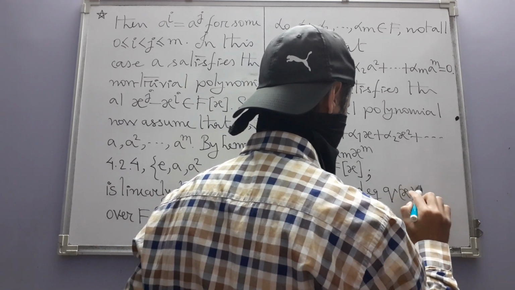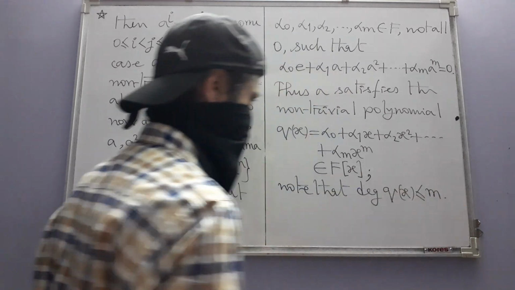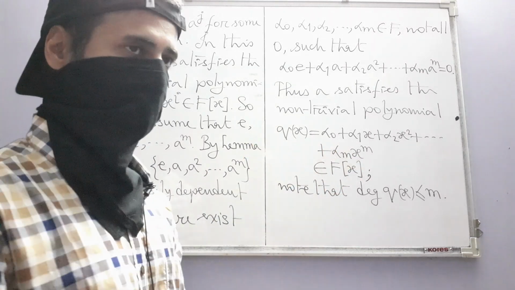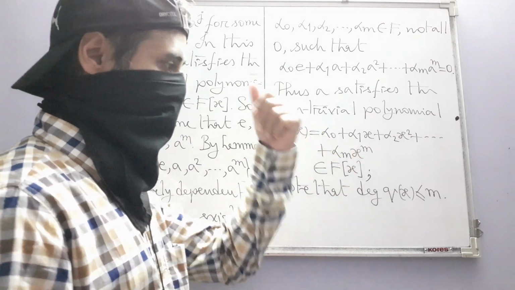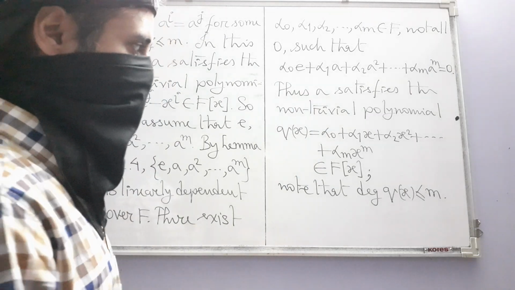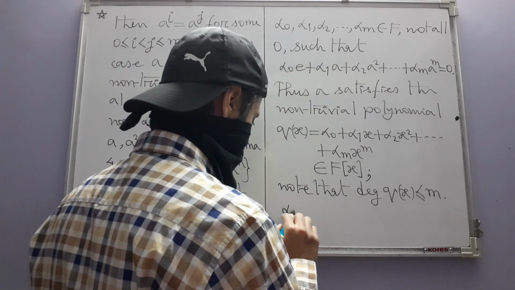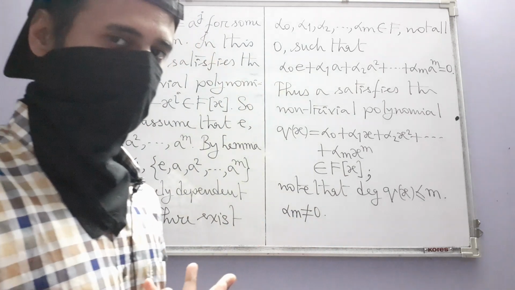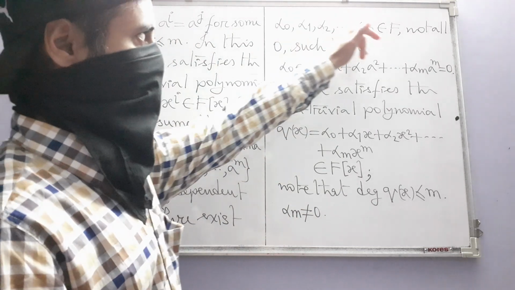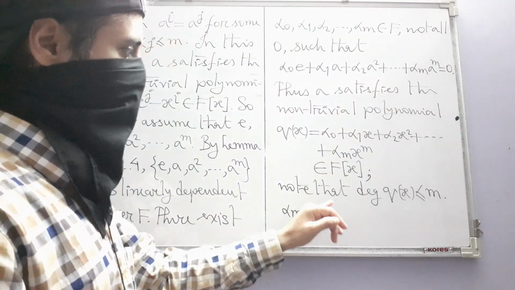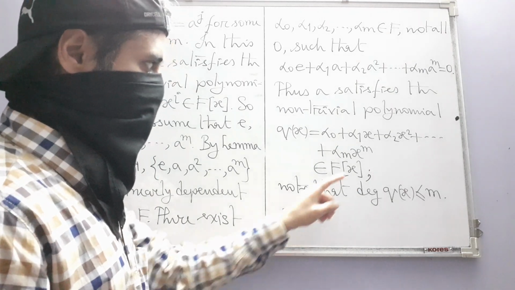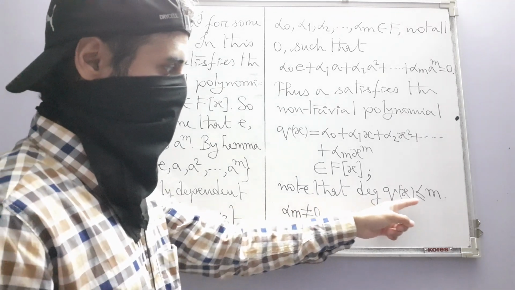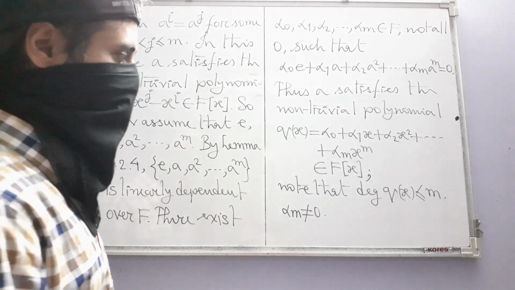Note that the degree of this is at most m. See, just by looking at the polynomial q(x), we may be tempted to conclude that its degree is m. But do not forget that we do not really necessarily know whether alpha m is non-zero or not. It may be 0, who knows? We only know that at least one alpha i is non-zero. So if it is really non-zero, then the degree is m, otherwise it is less. So all we can say here is that the degree is at most m.